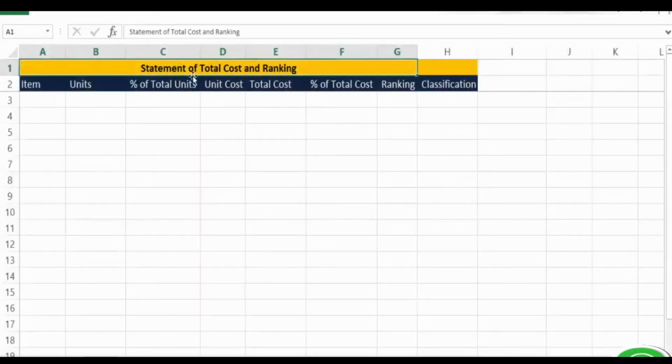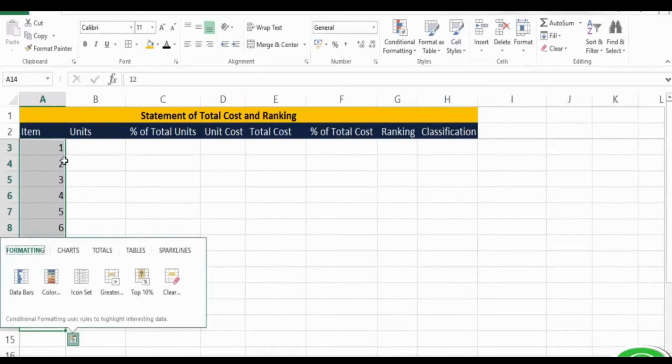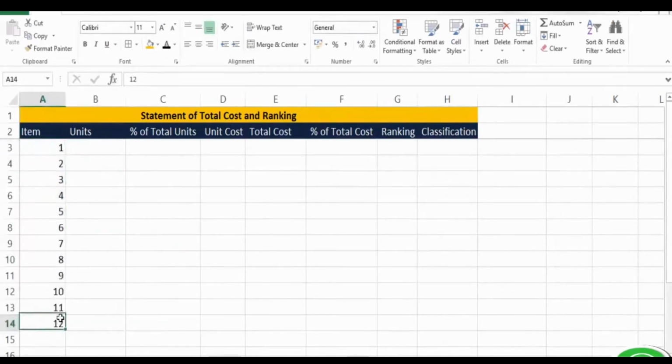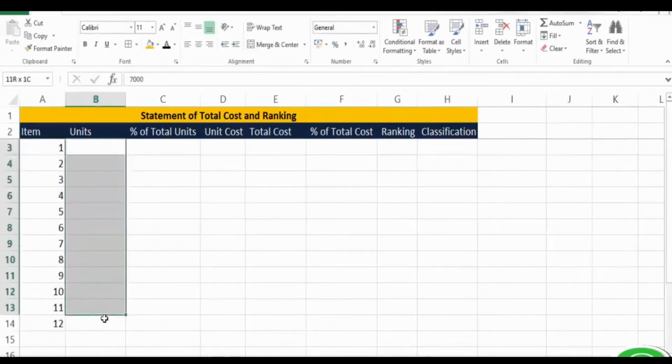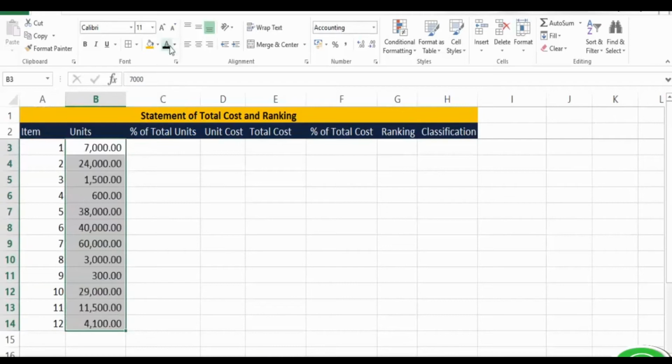We'll have a table like this: statement of total cost and ranking, where first we'll list out all the items, then the respective units, then we'll go ahead. So here are the items, that is 1 to 12. Then units, let's copy from the question. These are all the units we have in the question.